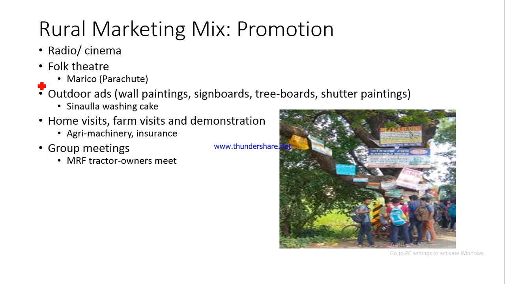So for example, what does MRF, the tire manufacturer, do? It organizes a meeting of tractor owners, but basically it is in the tire production and tire retailing space. Then why are they organizing the meeting for tractor owners? Because naturally they are looking forward to having these tractor owners use an MRF tire whenever they plan to replace their existing tire. So that is the main idea.